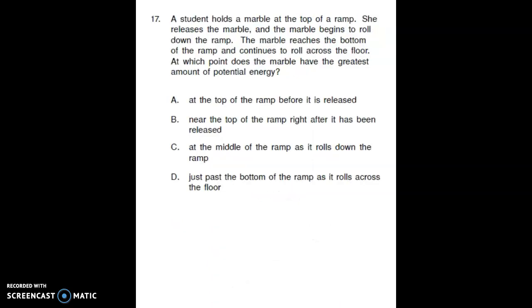Question 17. A student holds a marble at the top of a ramp. She releases the marble, and the marble begins to roll down the ramp. The marble reaches the bottom of the ramp and continues to roll across the floor. At which point does the marble have the greatest amount of potential energy?